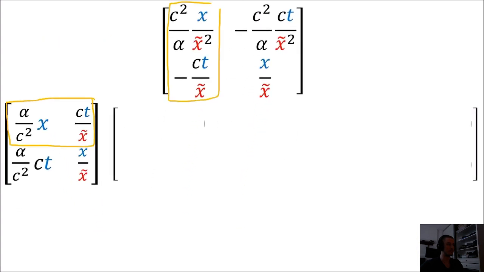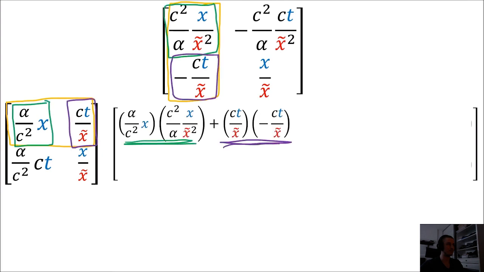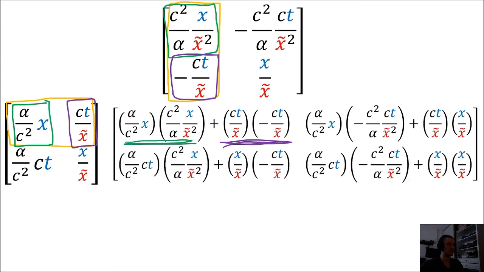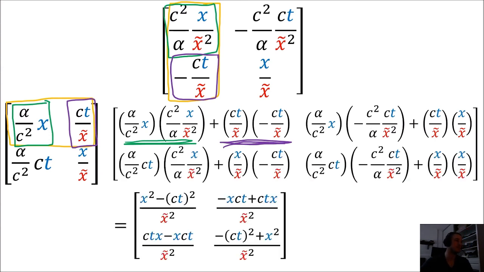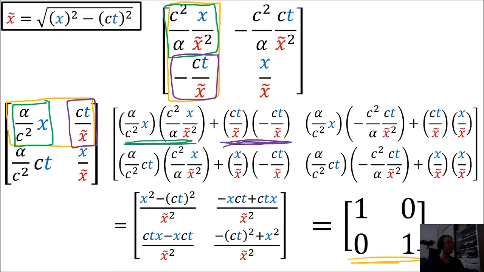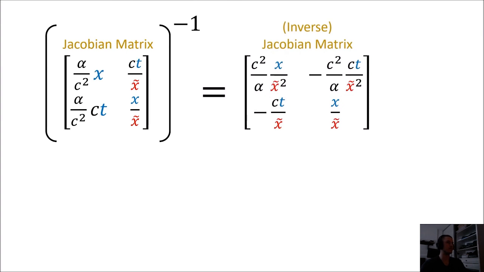This row multiplied by this column gives us first entry times first entry plus second entry times second entry. We can then fill in all the entries using this method. If we add and multiply things out, and remember that x tilde is the square root of x squared minus ct squared, we find that the result is the identity matrix. So the Jacobian and the inverse Jacobian matrices are indeed inverses.